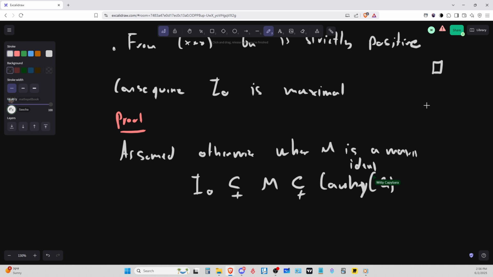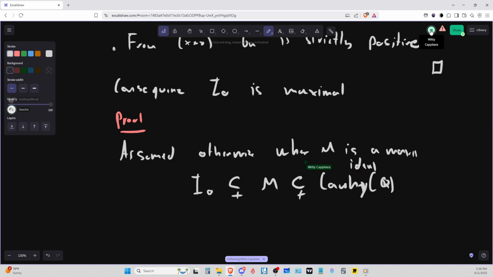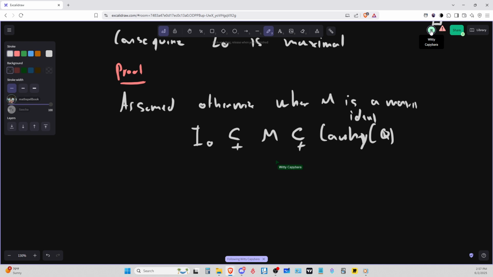Usually, as we saw in the polynomial example and the integer example I gave you last time, the strategy is to show that 1 is inside of M. Because if 1 is inside of M, then by the absorbing property, M has to be the whole ring, which is not possible because maximal ideals are supposed to be proper subsets of the ring. So we're going to do that.